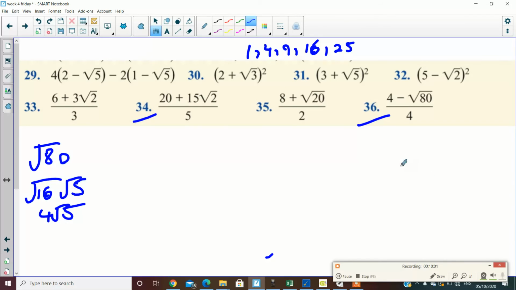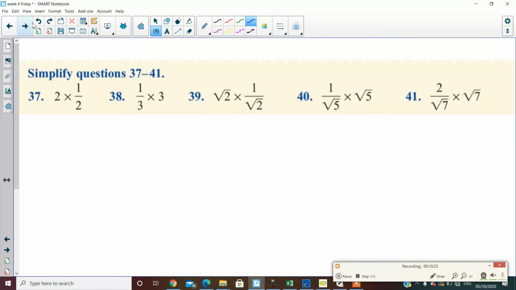Now, you have 4 take away 4 root 5 divided by 4. What do you think? 4 divided by 4? 1. 4 root 5 divided by 4? Just root 5, isn't it? And you're done. Okay with that? All right.